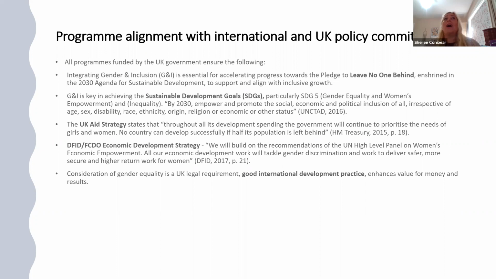The second point is that G&I is key to achieving the Sustainable Development Goals. We have Sustainable Development Goals, and number 5 focuses on gender equality and women's empowerment, and we have to make sure we include that.